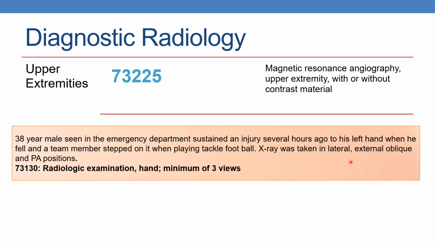X-ray was taken in lateral, external oblique and PA positions. That is, 3 views are taken for the left hand. The appropriate CPT is 73130, radiological examination hand, minimum of 3 views.